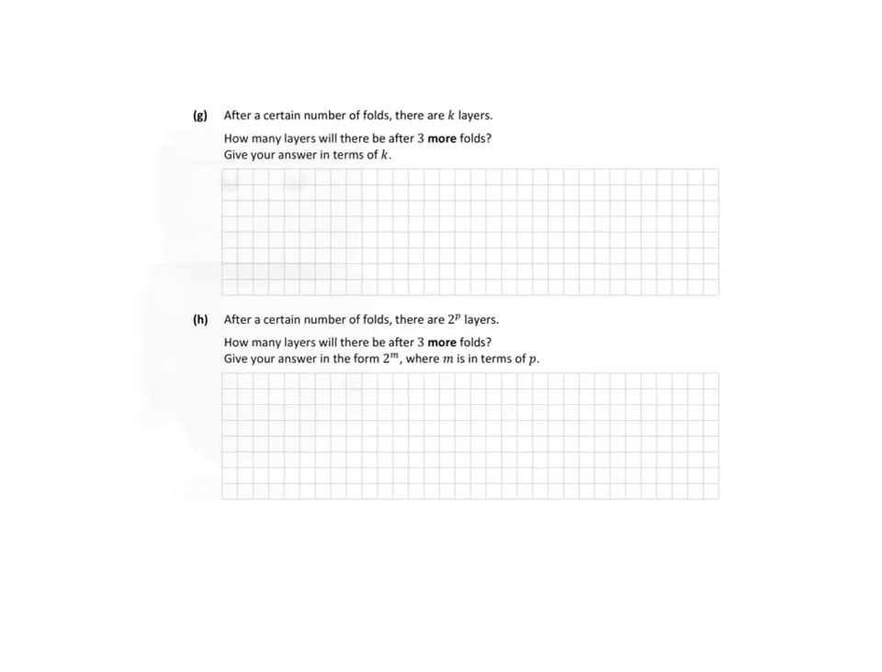Okay, the next question. After a certain number of folds, there are k layers. How many layers will there be after 3 more folds? We know from the previous question that to get the next number of layers, we multiply the previous by 2. So if we're getting 3 more folds, we're doubling, then doubling our answer, then doubling our answer again. So we are getting 8k.